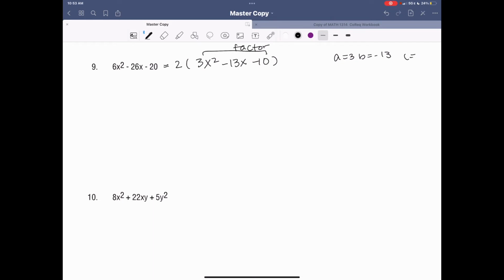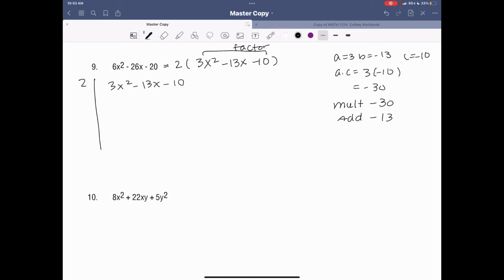So then I'm going to leave my 2 out here. 3x squared minus 13x minus 10. So it's going to be A times C, 3 times negative 10 equals negative 30. So I have to multiply to get negative 30, and I have to add to get negative 13.